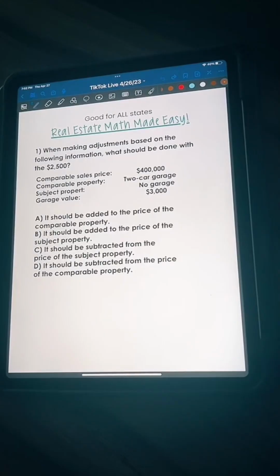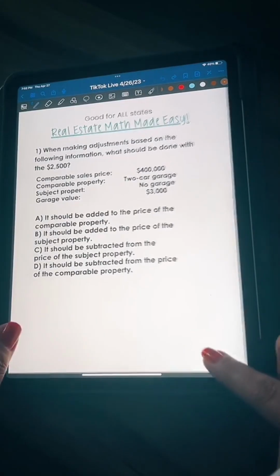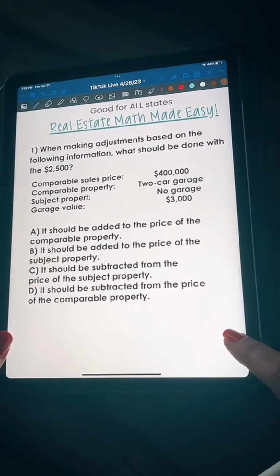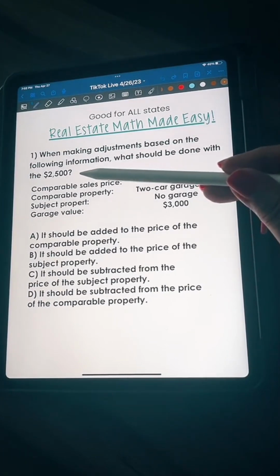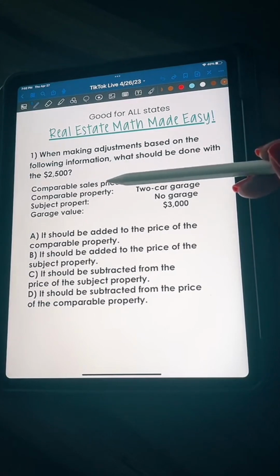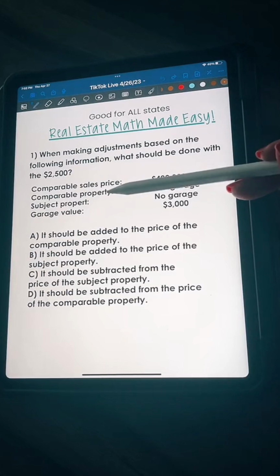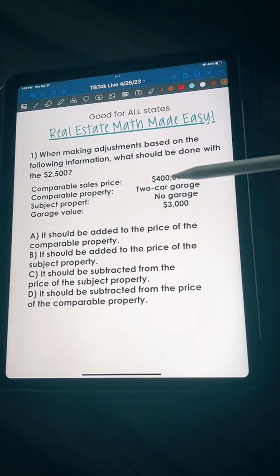All right, so let's get started on today's first question here. Remember, this is good for all states. It says, when making adjustments based on the following information, what should be done with the $2,500? We have a comparable sales price of $400,000. The comparable property has a two-car garage. The subject property has no garage, and the garage value is $3,000.